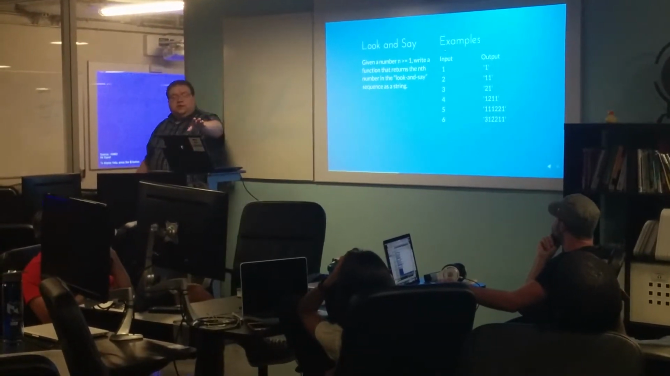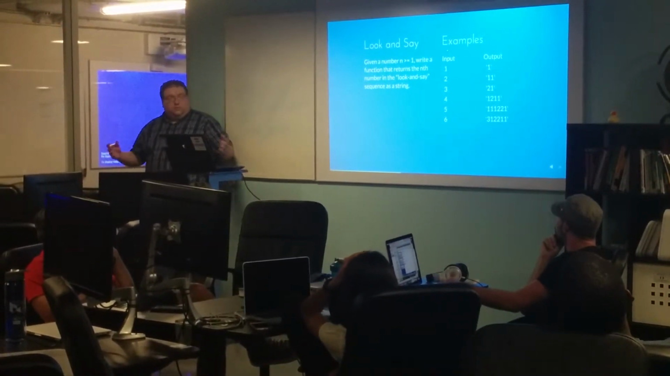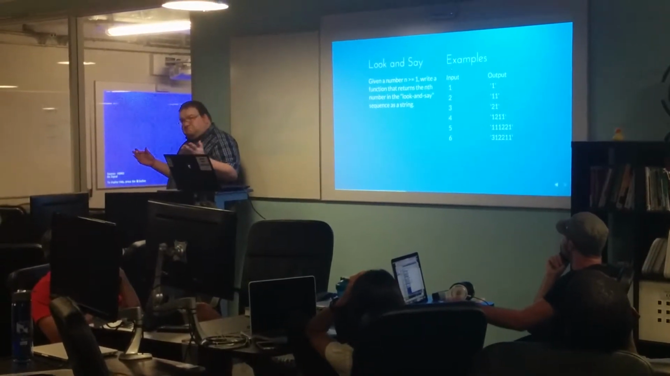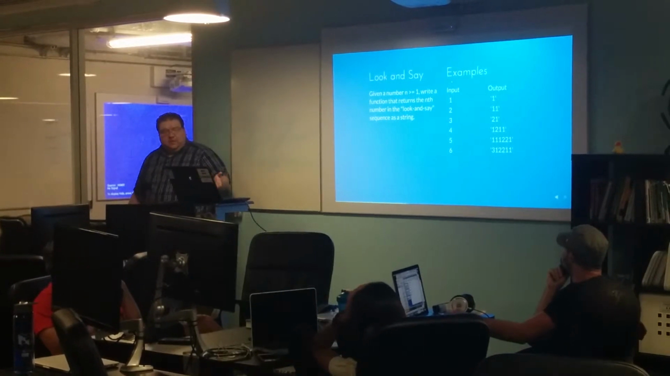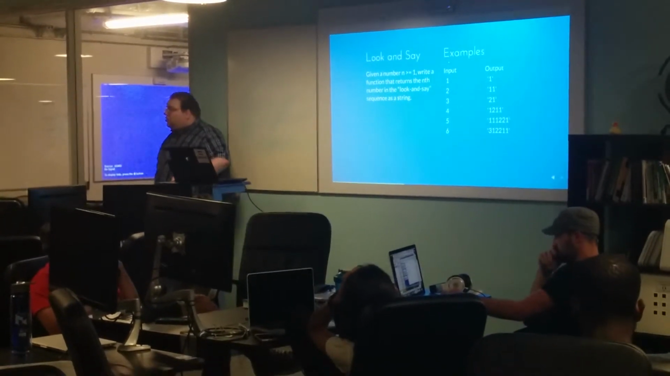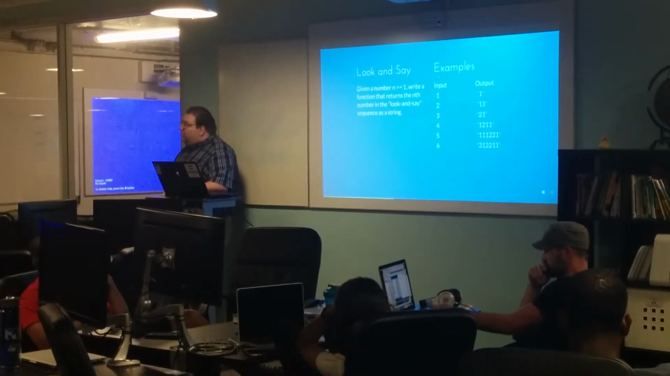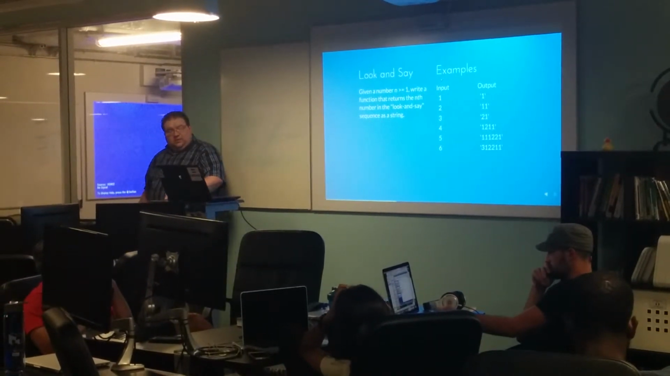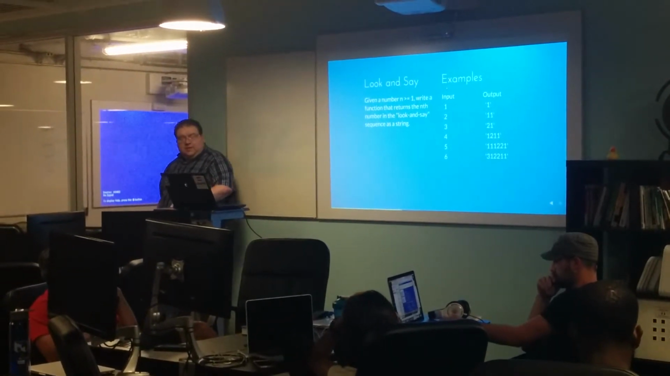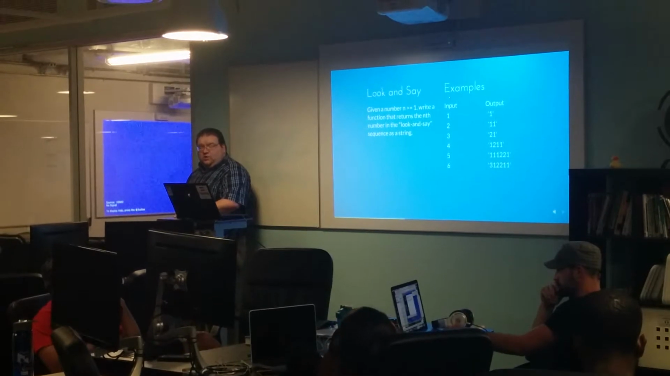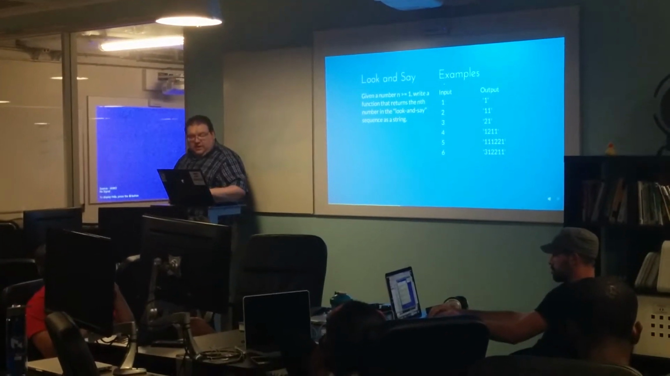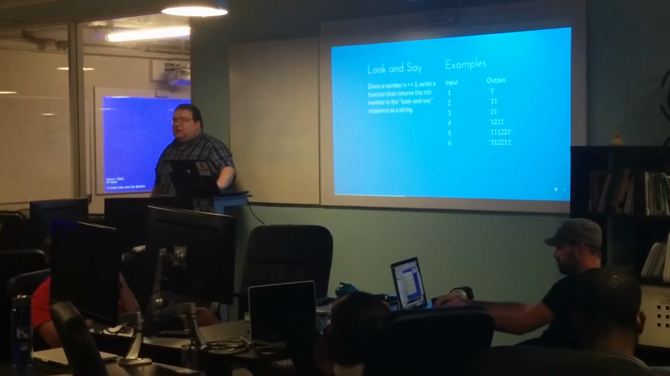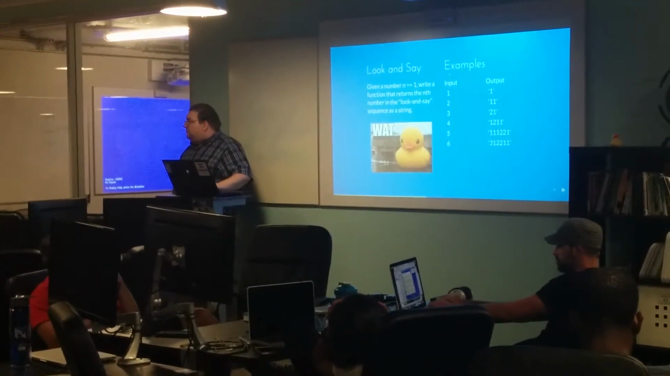So with an input of 1, you get 1. With an input of 2, you get 11. Bit odd. Input of 3, you get 21. Input of 4, you get 1211. Input of 5, 111221. And 6, 312211. Now, when I first looked at this, I said to myself, what?